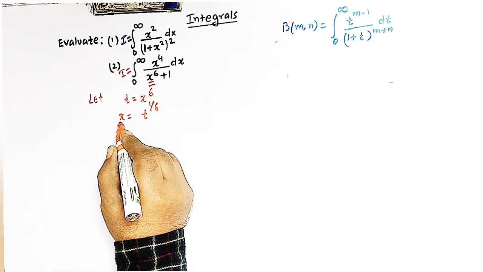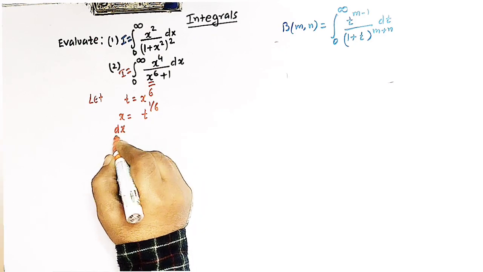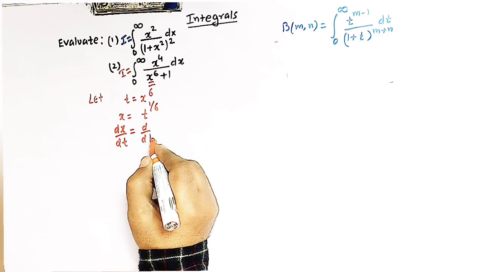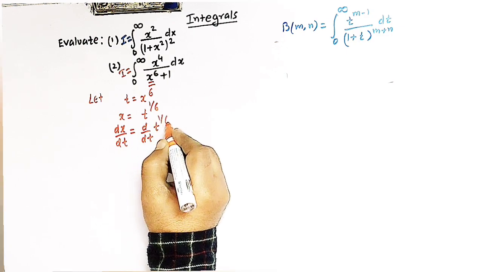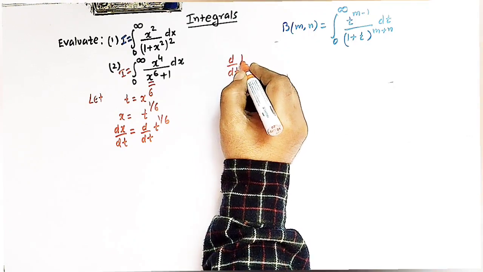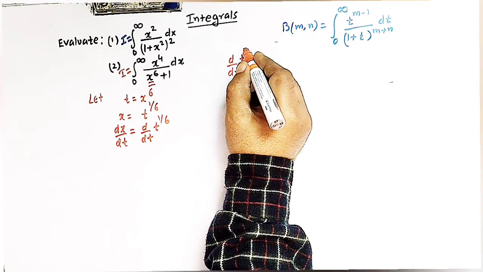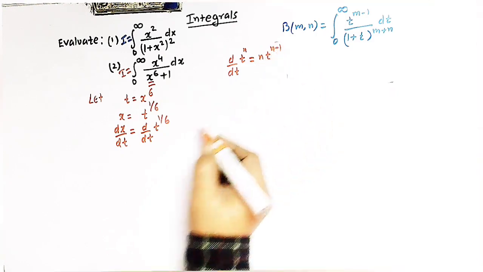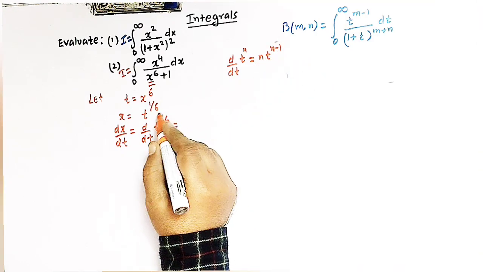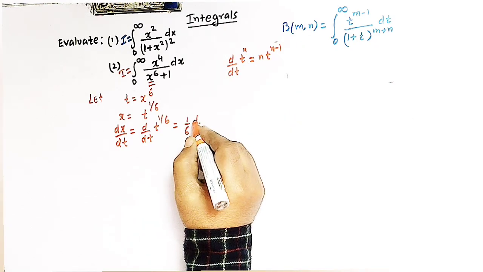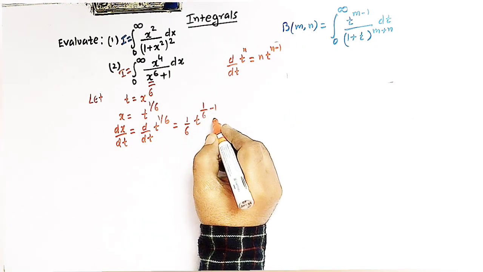Now let us differentiate x with respect to t. So we have dx over dt is equal to d by dt of t raised to 1 over 6, and applying the power rule, that is the derivative of t raised to n is n times t raised to n minus 1. So here the value of n is 1 over 6. So we have 1 over 6 t raised to 1 over 6 minus 1.